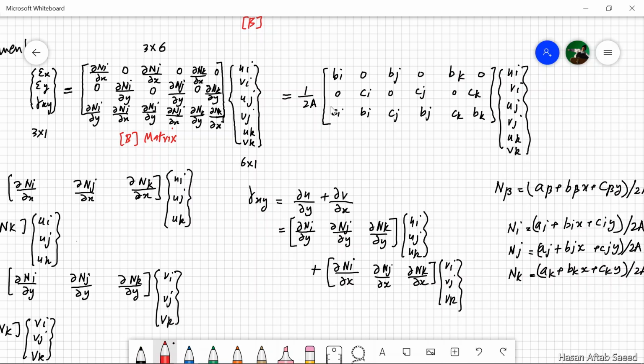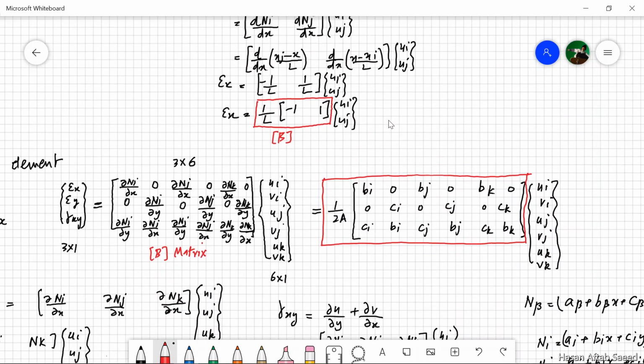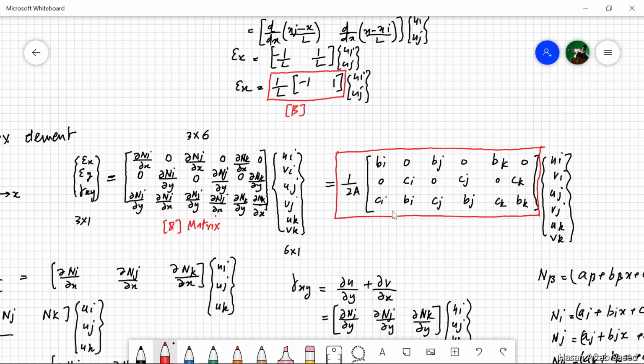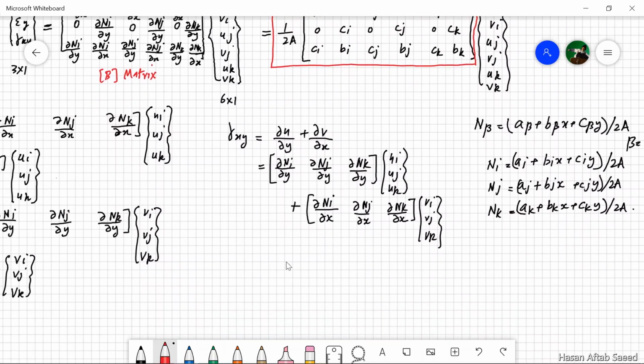So this is the final shape of our B matrix, which for a simplex element consists of constants only. The bi, ci's are all constants divided by 2a, and compare this with the expression for the 1D problem. You have again constants, -1 and 1, and divided by length, here divided by 2.